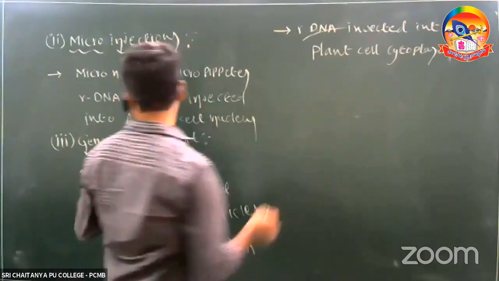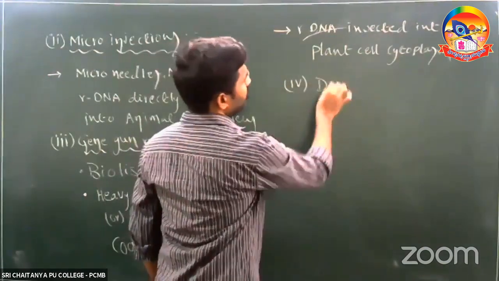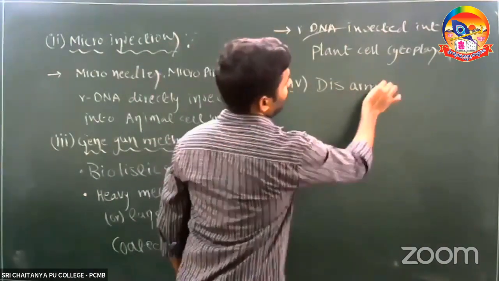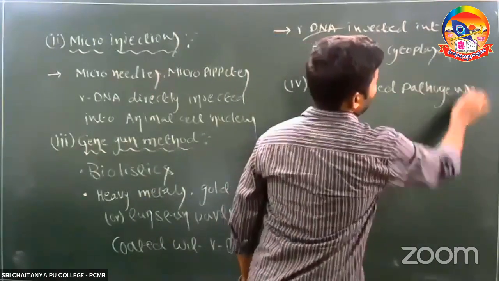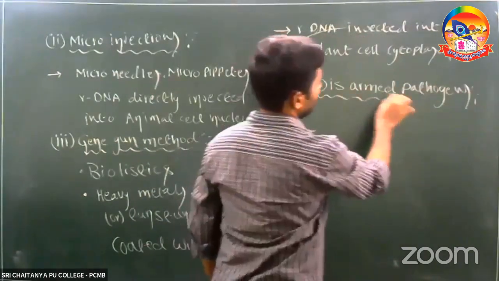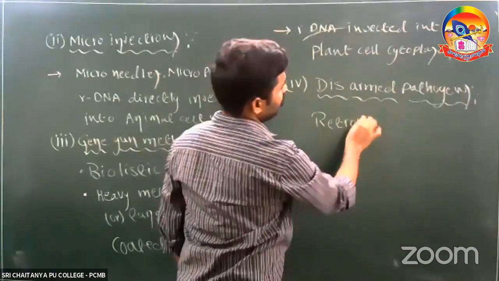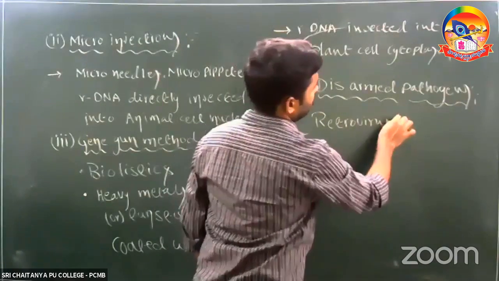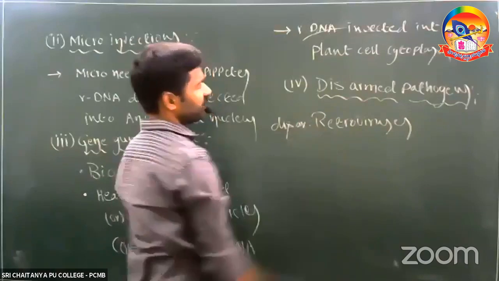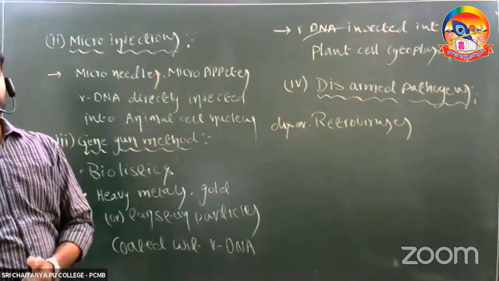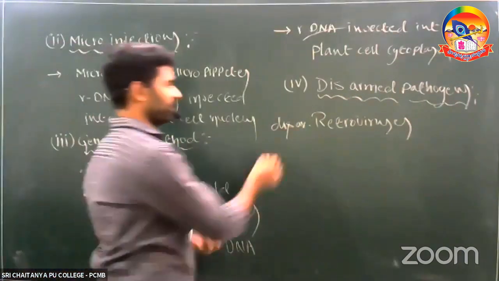Done. Next method, the fourth method, by using disarmed pathogens. So what are disarmed pathogens? Just now we discussed, right? Retroviruses. Same method again. Disarmed retroviruses are used for amplification of desirable genetic material into host cell cytoplasm as usual.